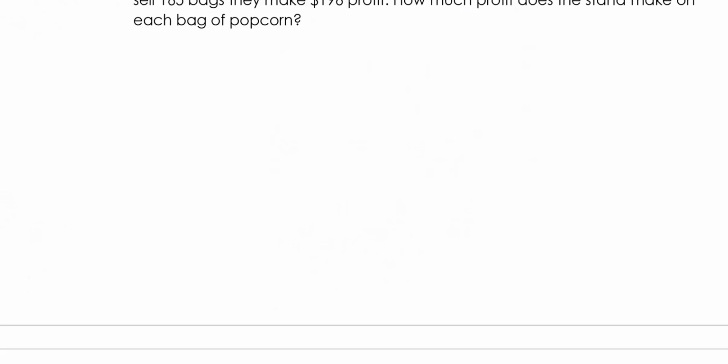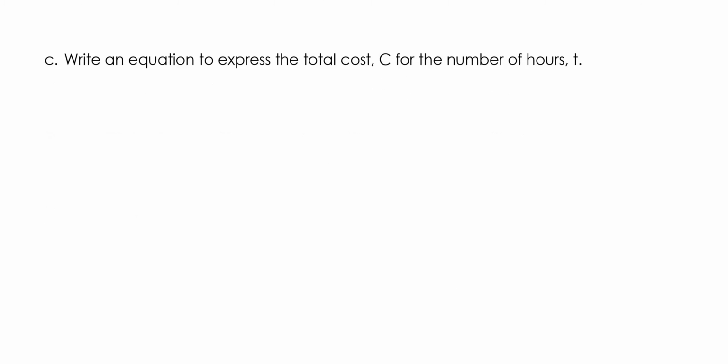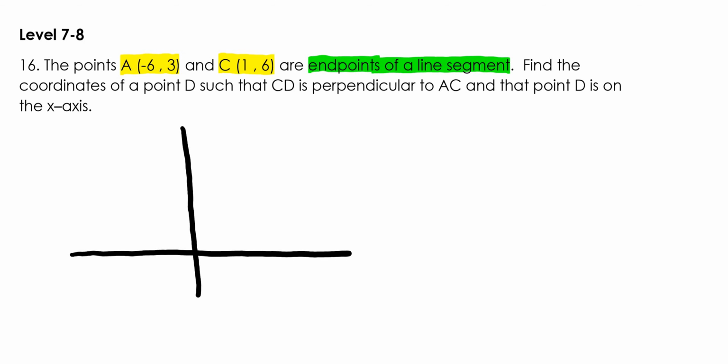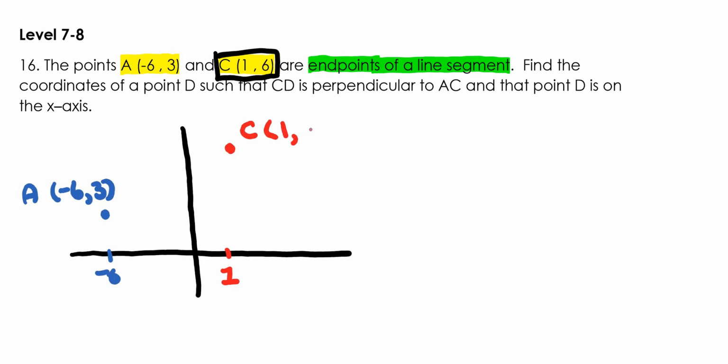Okay, let's move on to the level 7 and 8 questions here, starting off with question number 6. All right, so I have these points, A, which is -6, 3, and the point C, which is 1, 6, and they're endpoints of a line segment. Maybe what you should do first is draw that out. So point A might be here, -6, 3. And then point C is 1, 6, so maybe 1, 6 could be right there.